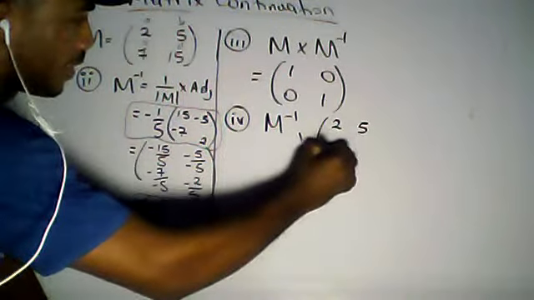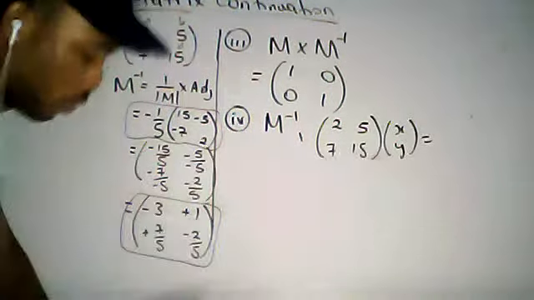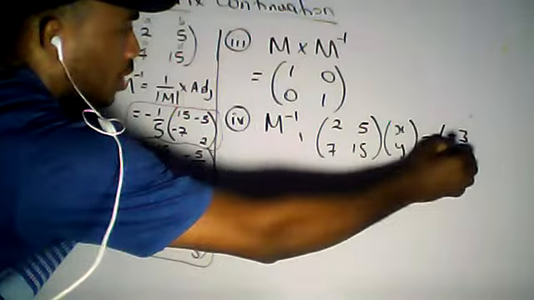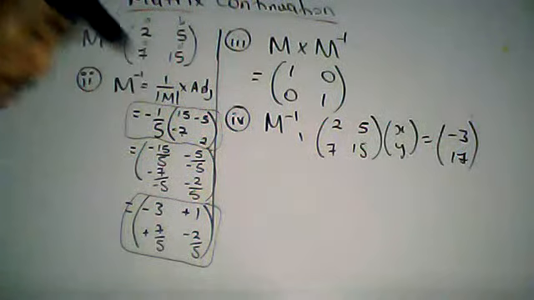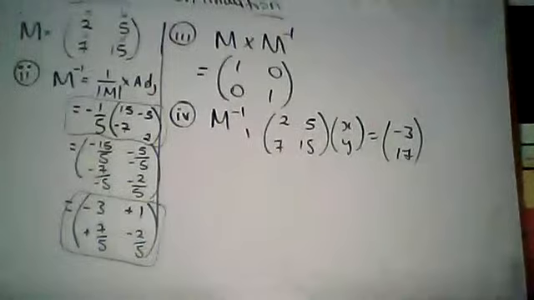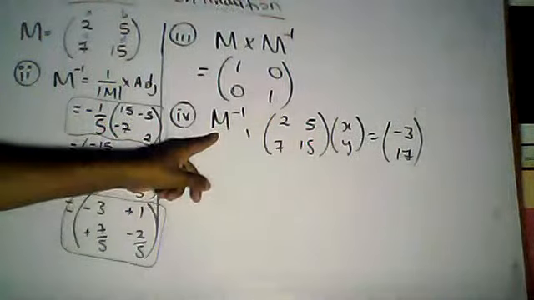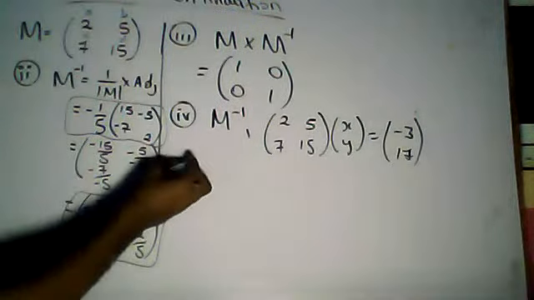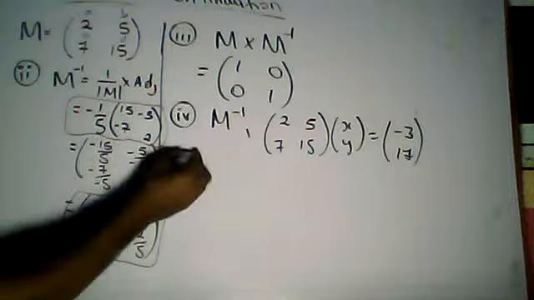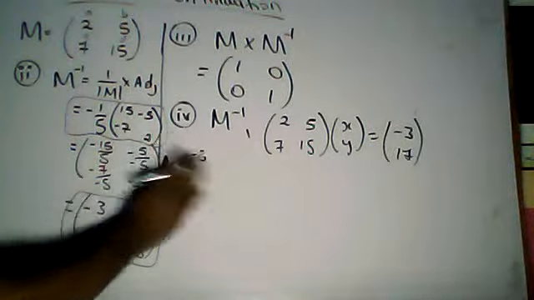2, 5, 7, 15 x, y equal to minus 3 and 17. To bring the camera across a bit so that everybody can see that. So there's a pre-multiply both sides of this matrix equation by the inverse. So to do that, what you do, this was the inverse that we calculated. So you just multiply both sides by it. So you're going to have minus 3. So remember, this is the answer.